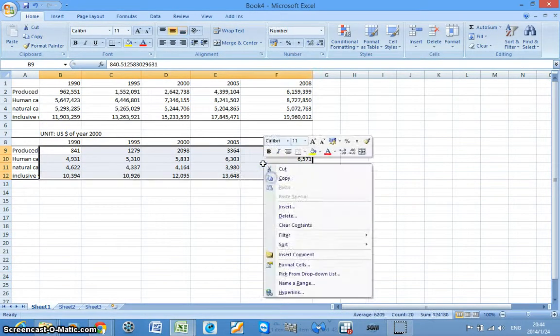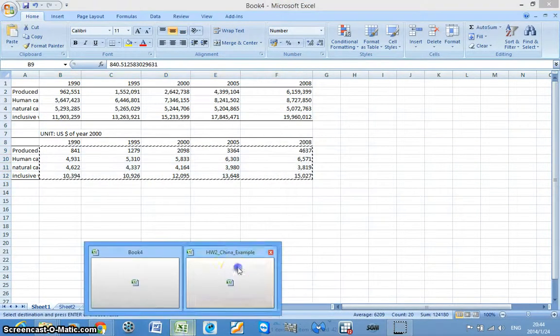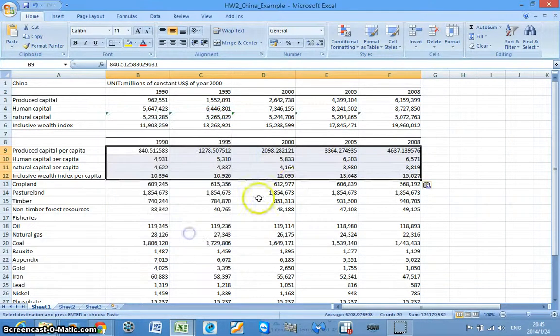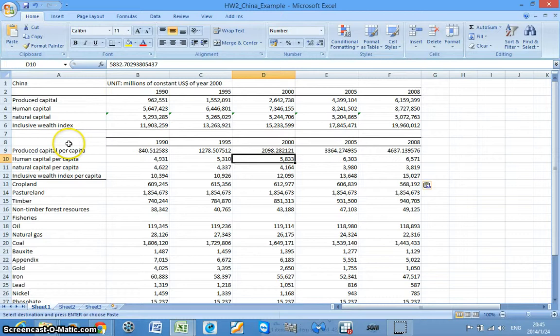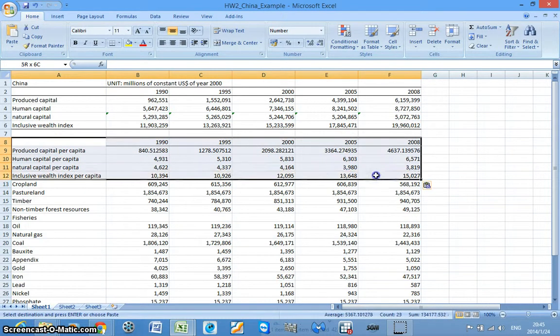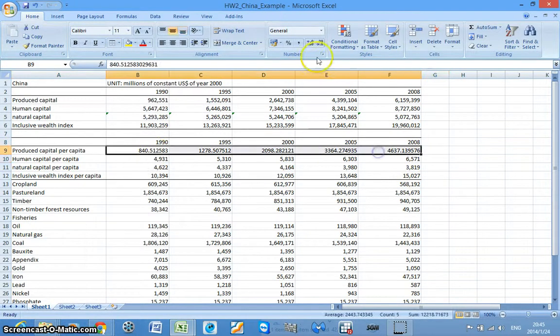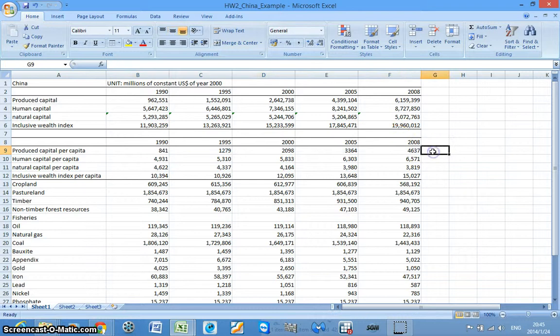I have calculated these values, so I would just copy these back to save some time here. But the idea is you can do all these calculations following the same logic as we talked about for the produced capital. Note that you can also change the number of digits in Excel. So that's it.